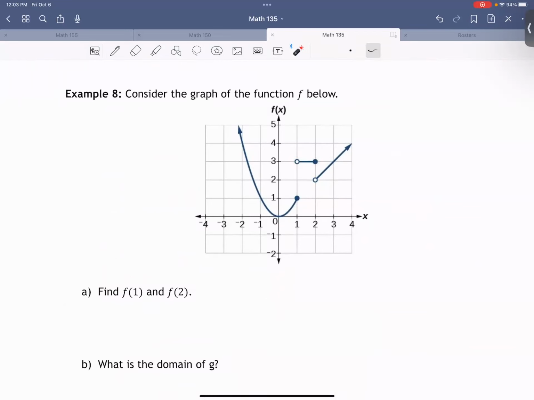Okay, so if I want to find what f of 1 is, let's start with that, f of 1. I'm basically asking myself, when x is 1, what is y? As we go to x equals 1, there are actually two pictures here and here where the function exists at 1 and 3. What is f of 1?